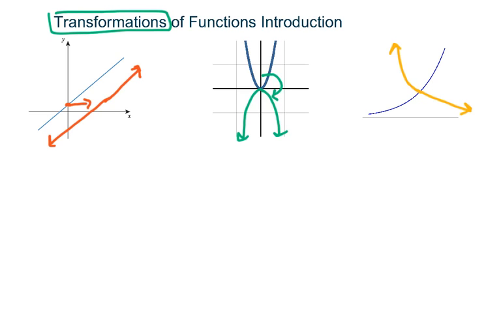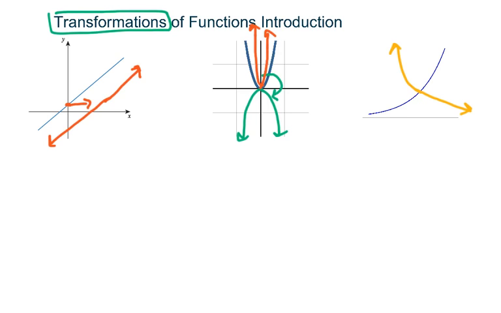There's also another type of transformation, which is called a stretch or a shrink. I'm going to go back to that quadratic. If I were to take this quadratic, I could stretch it, and it would look something like that. So transformations of functions just means we're going to change the way that the graphs are oriented or the way that they appear on the coordinate plane.